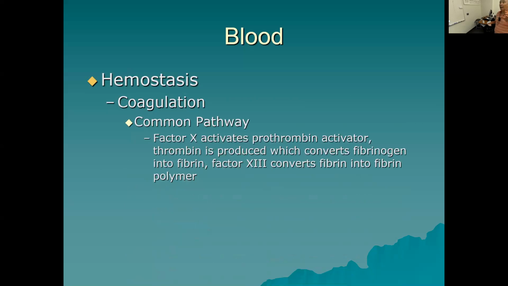And then, after you have factor 10 activated, now we have what's called the common pathway. Factor 10 activates prothrombin activator. Prothrombin is another factor in your blood that's inactive. When prothrombin activator is activated, it makes thrombin, which converts fibrinogen into fibrin. Then factor 13 converts fibrin into fibrin polymer, and that's the actual clot.